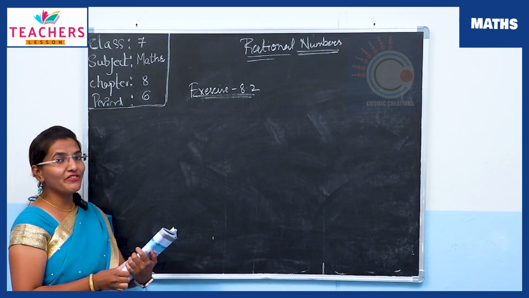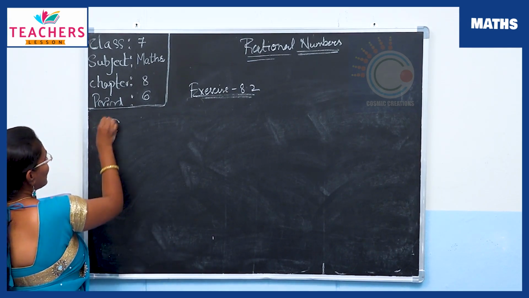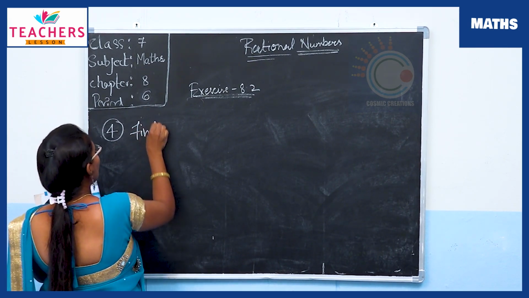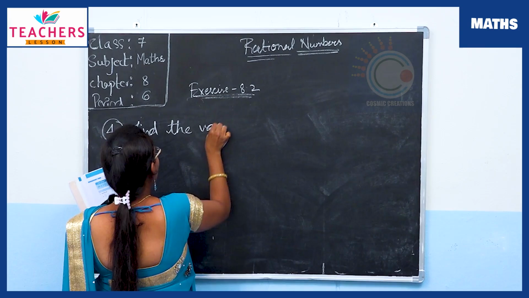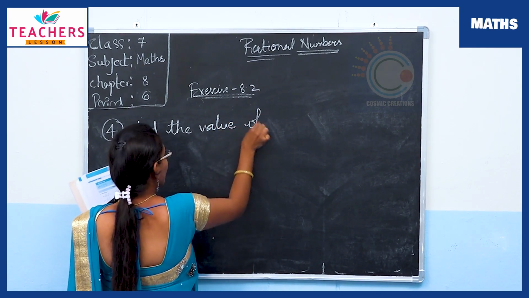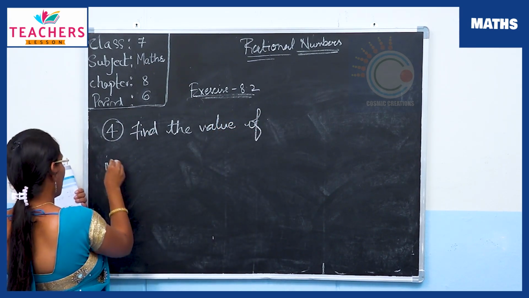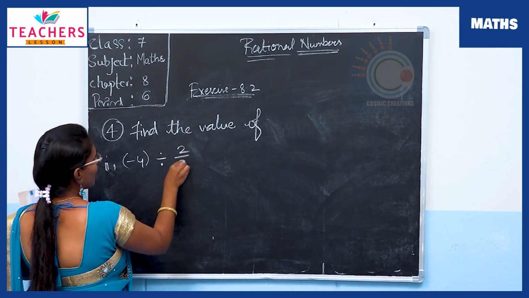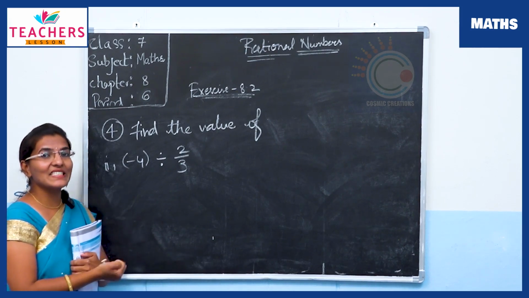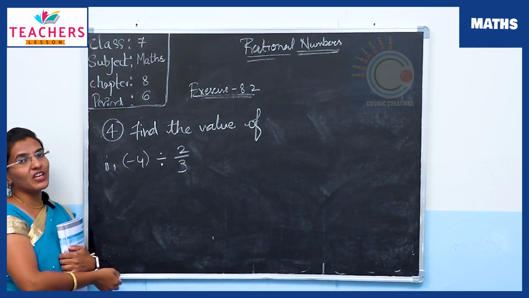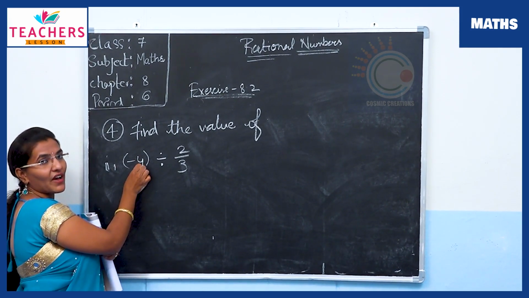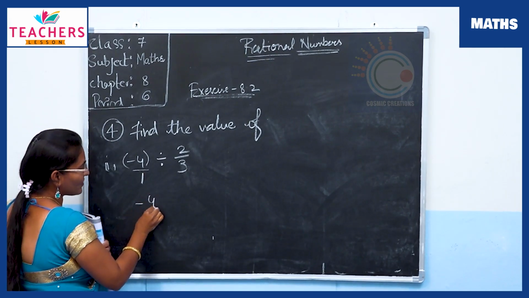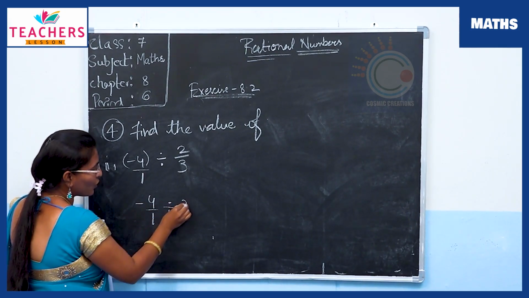Let's do the final, fourth problem. Which operation is it now? Yes, division. Very good. Find the value of, first bit, they have given minus 4 divided by 2 by 3. What operation is this? This is the division operation we have to perform on the rational numbers. Here they have given minus 4, which means we have to take it as minus 4 by 1, isn't it? So minus 4 by 1 divided by 2 by 3.